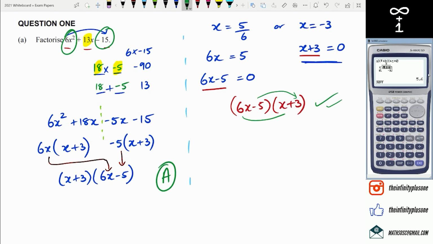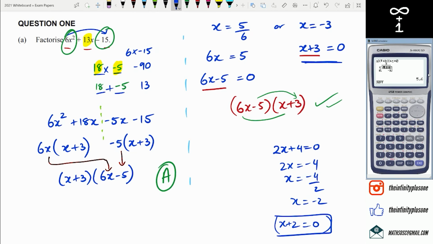The only reason I said be careful with the graphics calculator method is sometimes you might get a factor that looks like this: 2x plus 4 is equal to 0. If that happens, remember that your solution is going to look like x equals negative 4 over 2, x equals minus 2, for example. So in this case, when I rearrange it, I'm actually going to get x plus 2 equals 0. That's why it's always a good idea to go back and check, once you factorize, that those numbers actually multiply to the original equation.